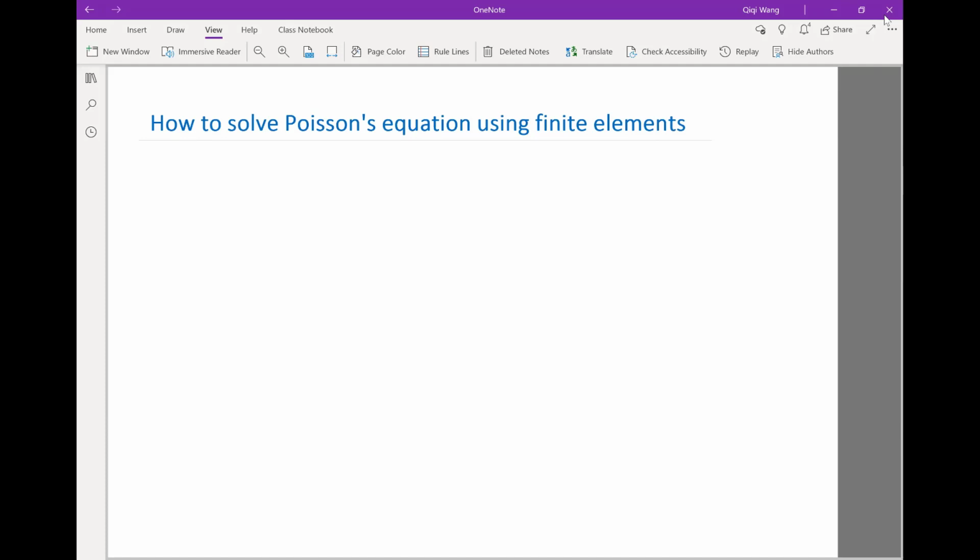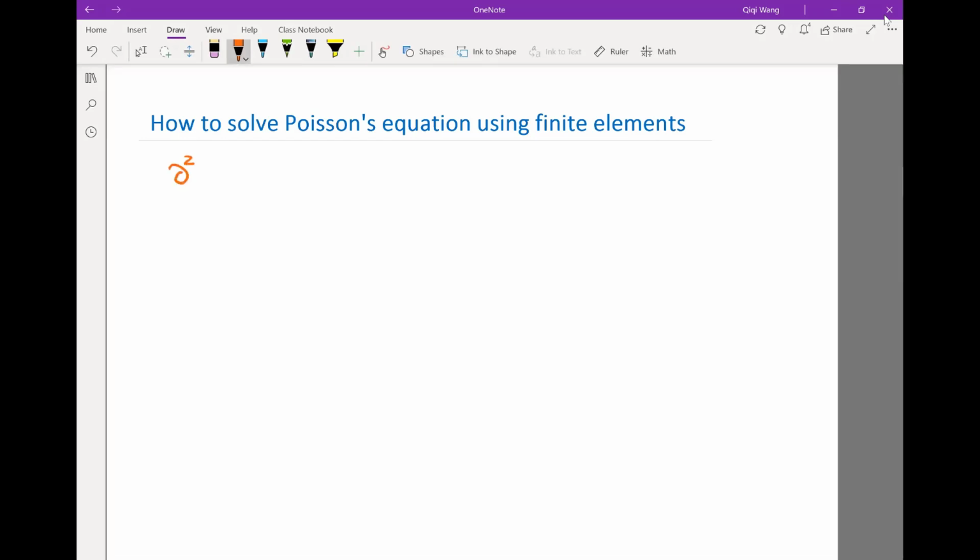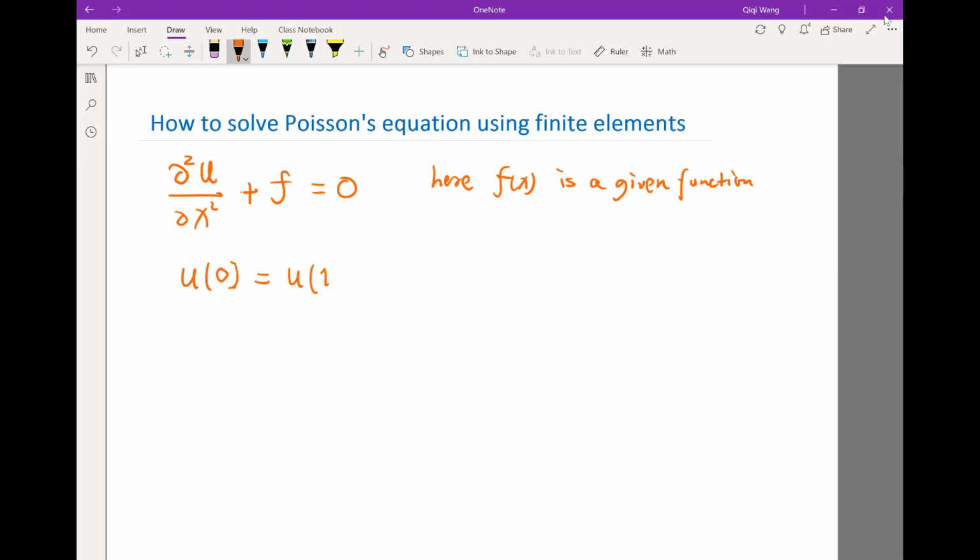Okay, so today we are going to be looking particularly at Poisson's equation: d square u dx square plus f equal to 0. Here, f of x is a given function. It's a function that is already known. We also have boundary conditions: u at 0 on the left side of the domain is equal to u at 1 on the right side of the domain, equal to 0. So that completely defines the solution to the partial differential equation.